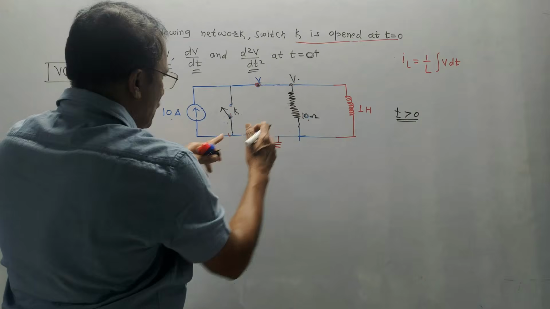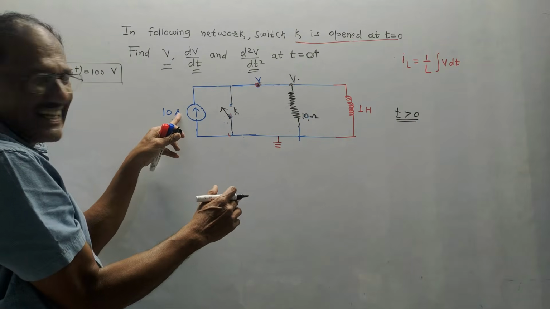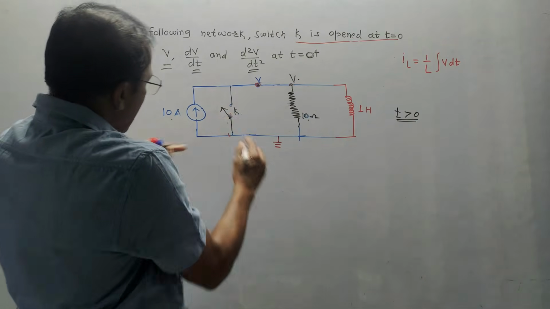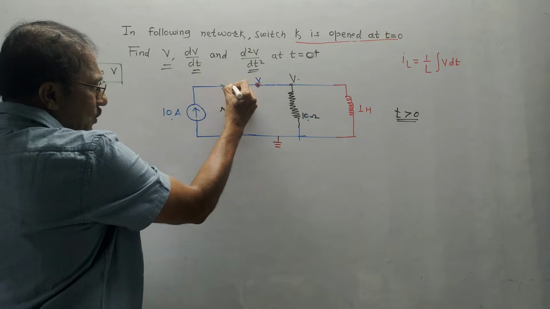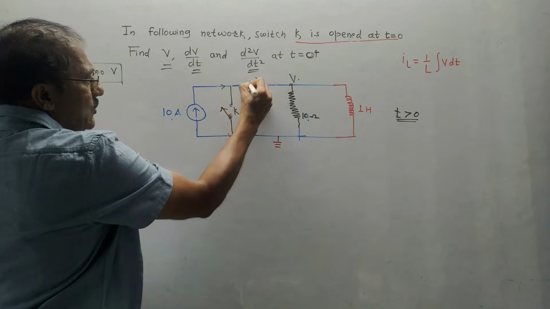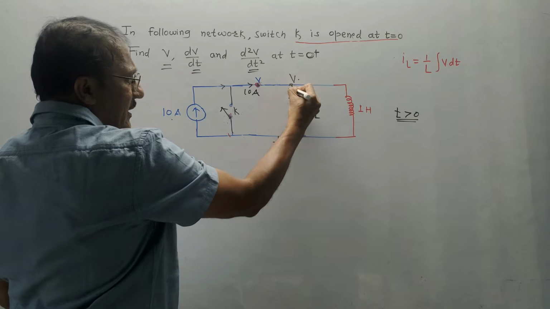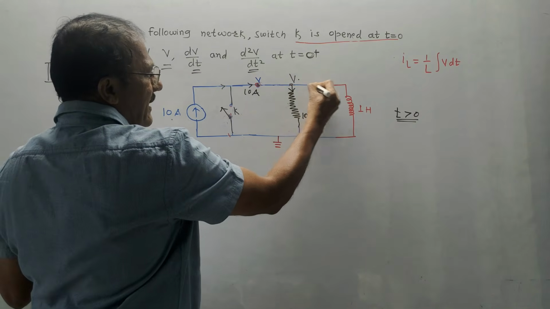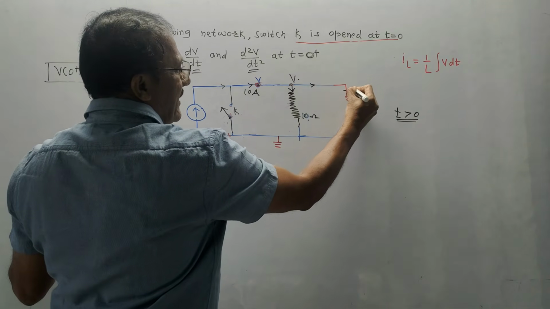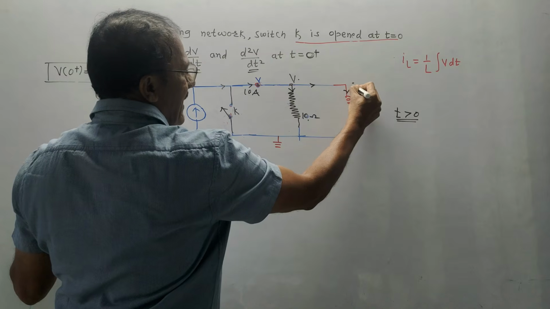So for t greater than 0, the switch is open, and the current source remains as it is. Now this current of 10 amperes will flow like this, but this is open circuited, so the current flows up to this point. This is again 10 amperes. Some of the current will pass through this resistor, and the remaining current will pass through this inductor. I will denote the inductor current by IL.